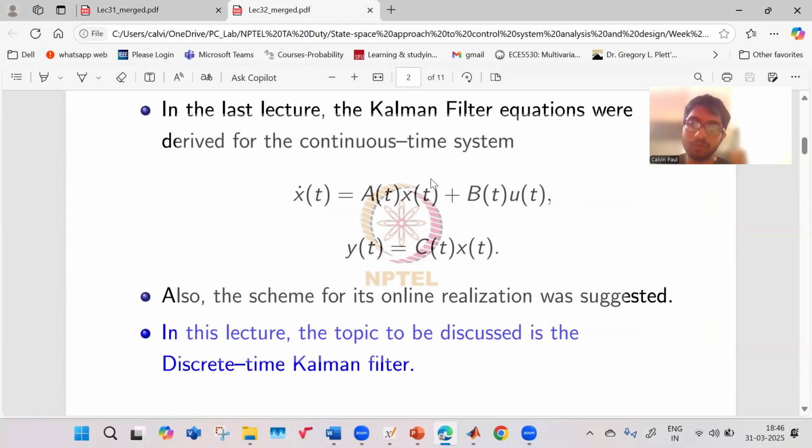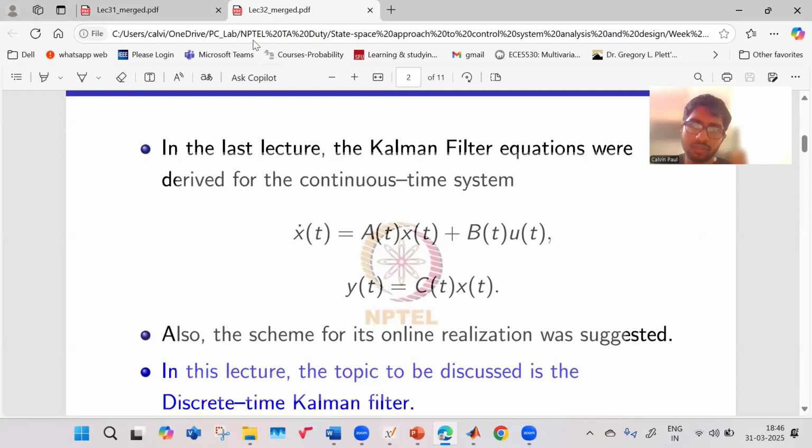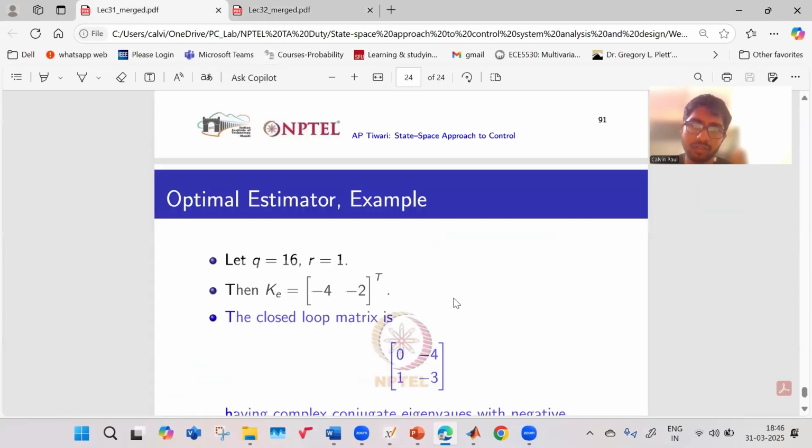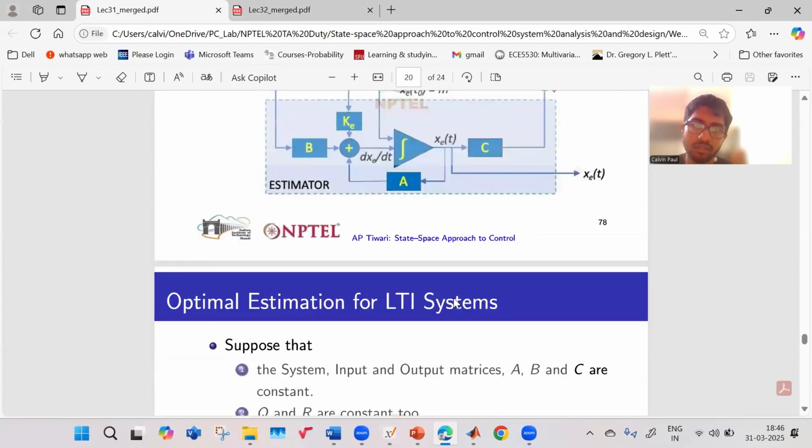Can I ask a doubt? Yeah, you can ask. Sir, can you show that Kalman filter gain once again? Is it P inverse C transpose R or P C transpose R inverse? Because in the slides, in two places, there are two different equations.